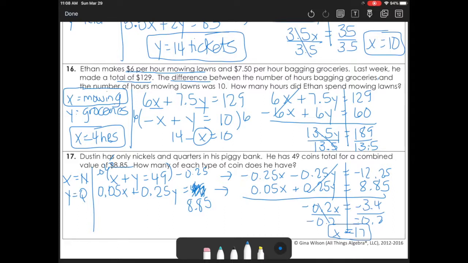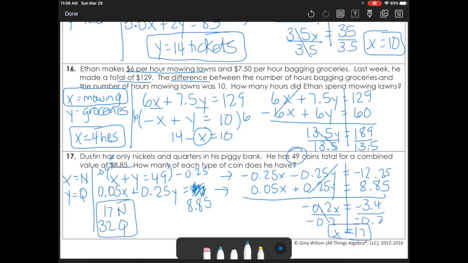X is 17, so that means he has 17 nickels. And if I know he has 49 coins total, I can just say 49 minus 17, and I know he has 32 quarters. So 17 nickels, 32 quarters. And there you go. All right, guys, that was Unit 5.